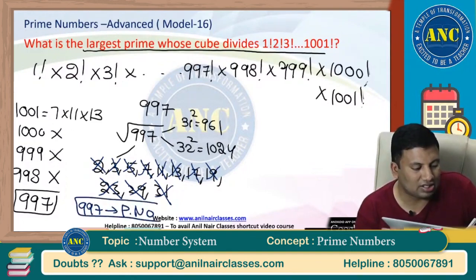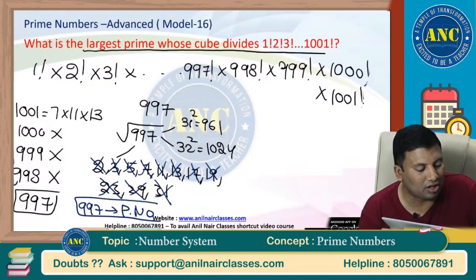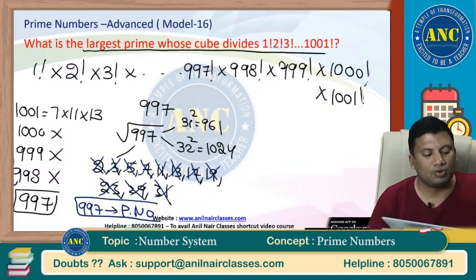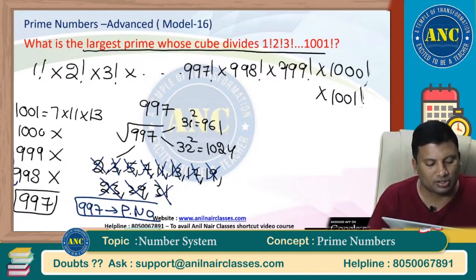Because it is the largest, I am coming from 1001 onwards, going back. 1001, 1000, 999, 998. It is not possible. So 997, it is possible.